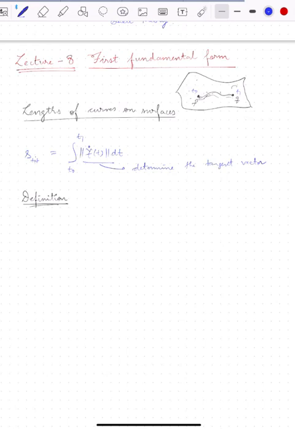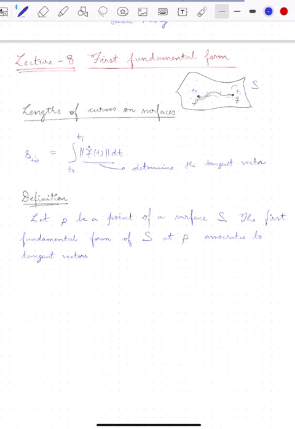So the definition goes as, say, let p vector be a point of a surface S. The first fundamental form of S at P associates to tangent vectors V vector, W vector, elements of T_P S, and T_P S is just the tangent plane to the surface at point P.